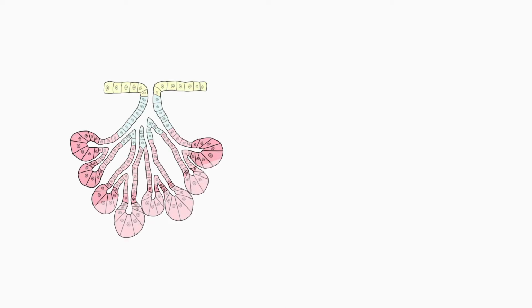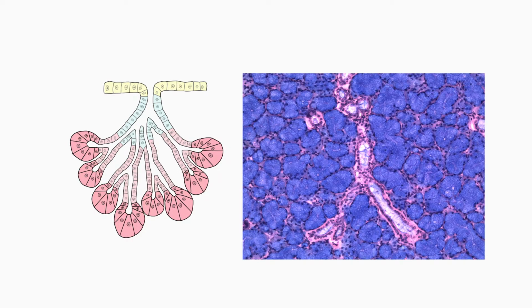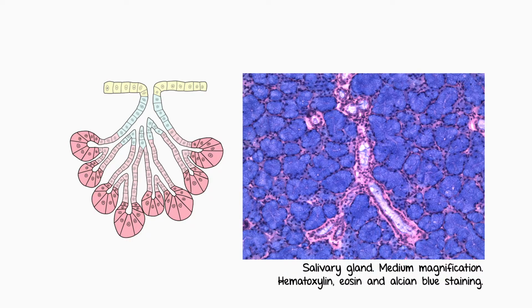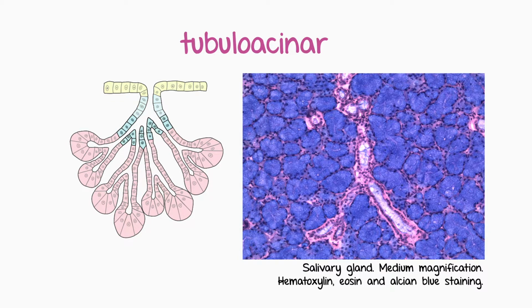Similarly, there are glands which have tubules and acini at the same time. That's the case of the sublingual and submandibular salivary glands, examples of tubuloacinar glands. We have seen in the previous video that the salivary glands are compound, which means that their main duct is divided in many other ducts.